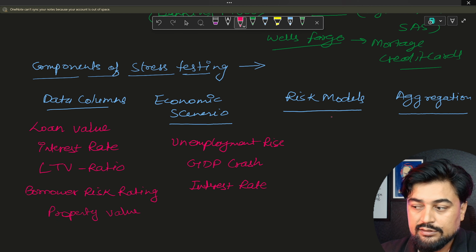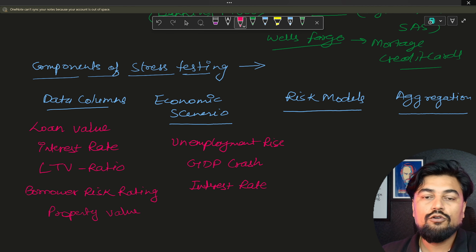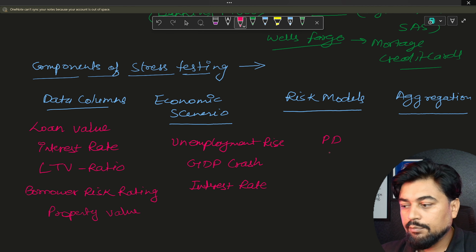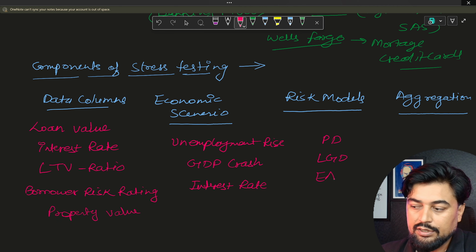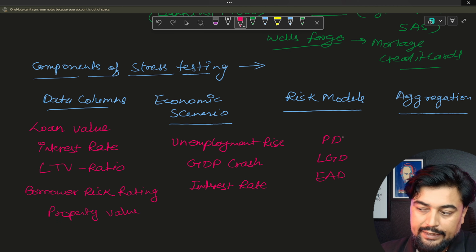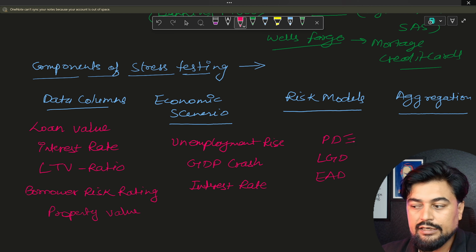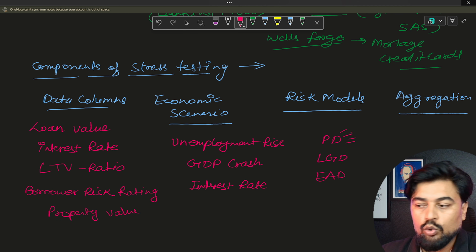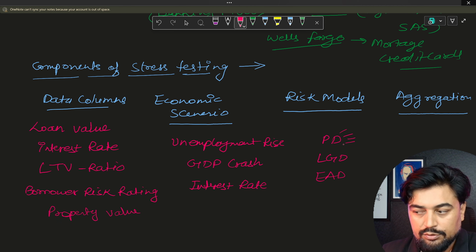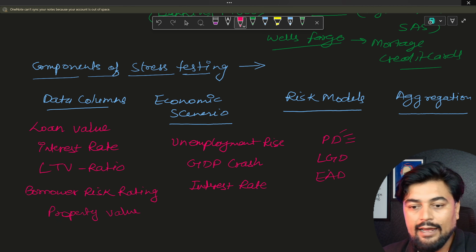Then the risk models which are involved here: basically we are doing stress testing for which models? They can be PD model, they can be LGD model, or they can be EAD models. Now this PD can be calculated for any portfolio: mortgage, loan, credit cards, or several types of loans like student loan or any education loan, anything. Similarly this can be calculated for all types of those portfolios.